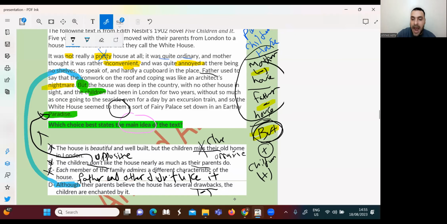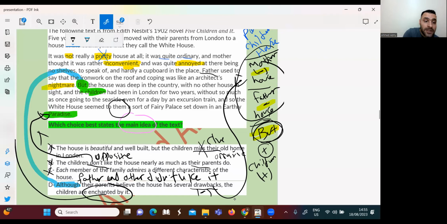This is what we did here in the mapping, guys. The children are enchanted by it, delighted by it. If you compare delighted or enchanted, you will match it to which word in the text? Paradise. Bravo, paradise. Also paradise. Thank you. Does anyone have a problem with this question? Do you need more explanation, more elaboration? Okay.